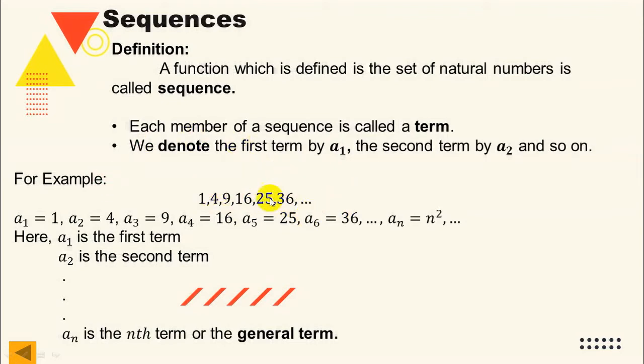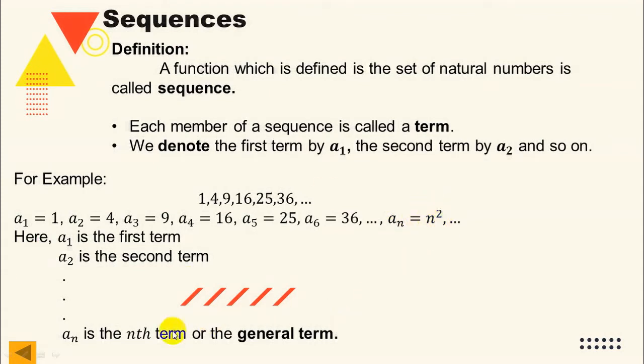And then we can see here a1 is equal to 1, a2 is equal to 4, a3 equals 9, and so on. And we can see here the first term is 1, which is 1 power 2, and the second term is 4, meaning 2 power 2, and the third term is 9, meaning 3 power 2, and so on. So we can write here a_n is equal to n square.